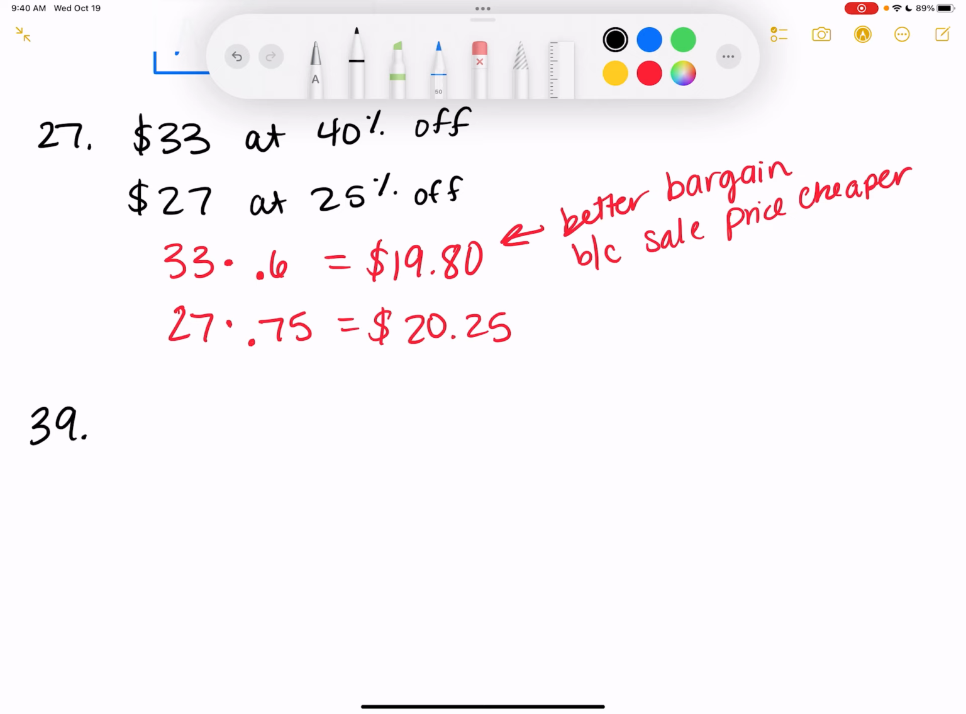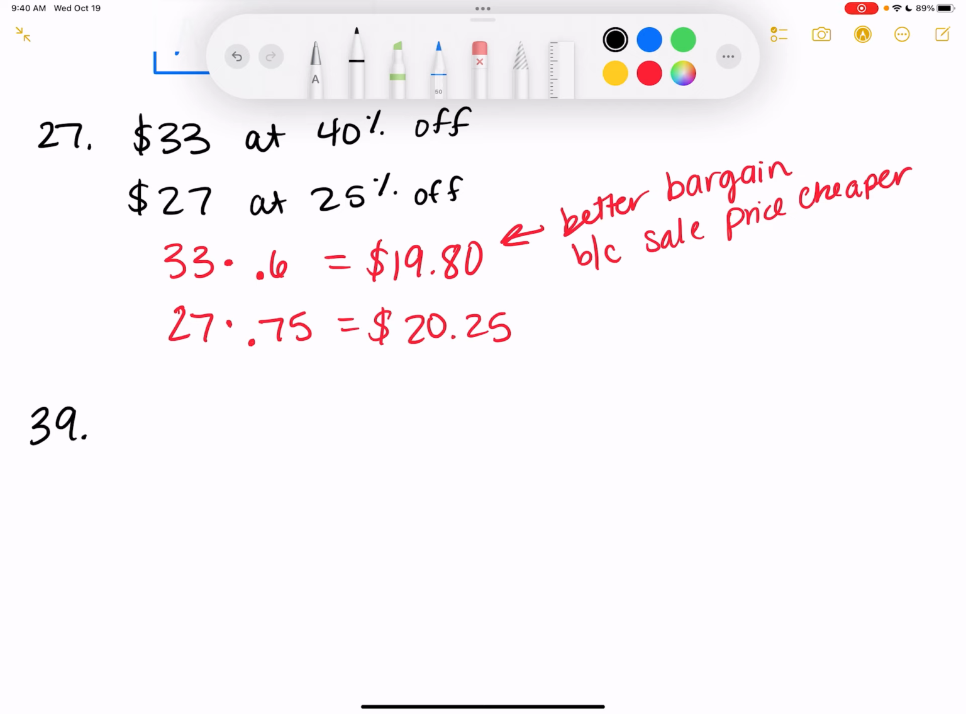I was going to assign it, but I'm going to do it with you instead. It will be fair game for a quiz or test. All of these are just for clarification. All right, so number 39.